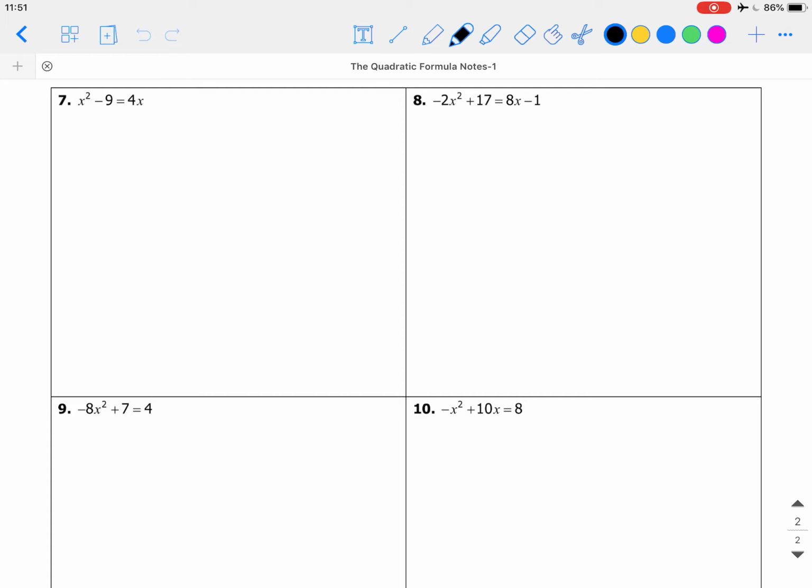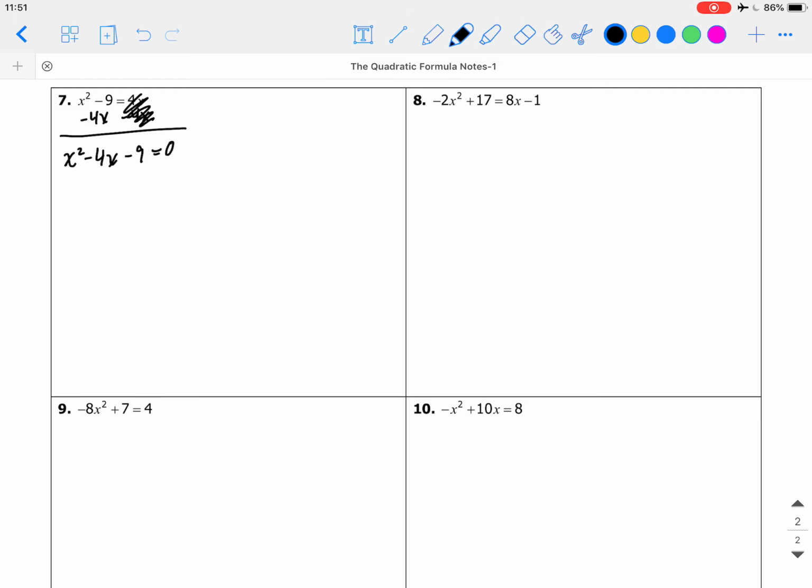With number 7, I can clearly see that I'm not equal to 0. So I'm going to need to bring this 4x over to the other side. He's a positive 4x, so I'm going to subtract him over. And I'm going to put him in the middle because I know that x typically correlates with my b term, right? So I'm going to have x squared minus 4x minus 9, and that will be equal to 0 because 4x minus 4x will give me 0.